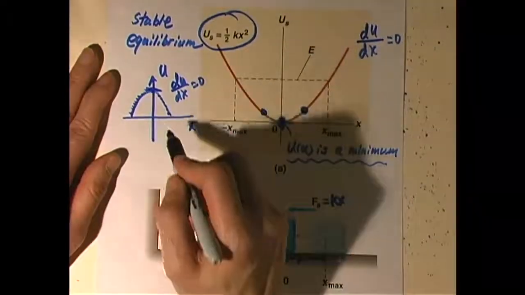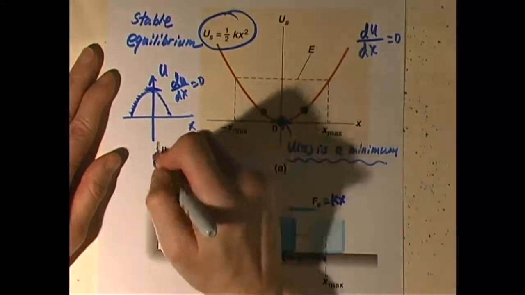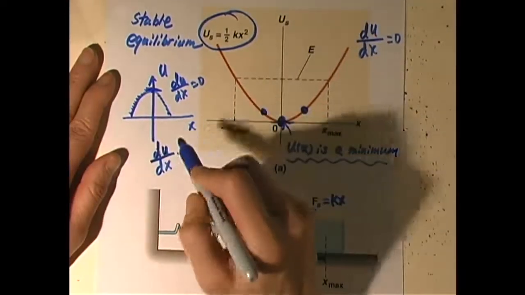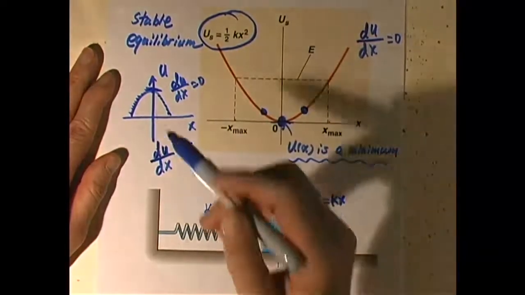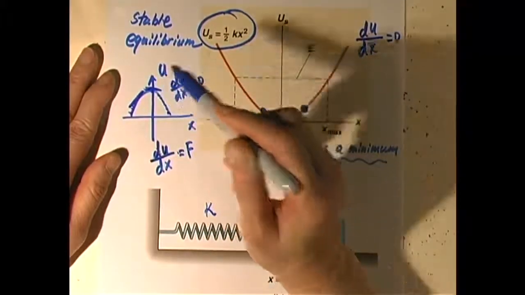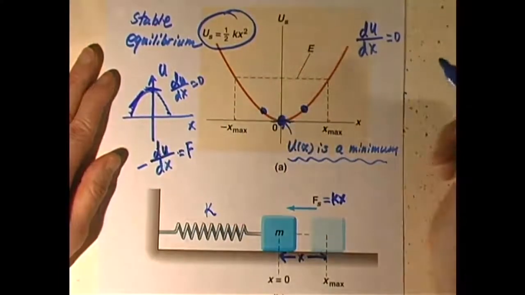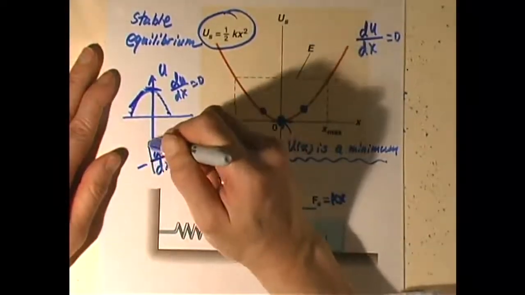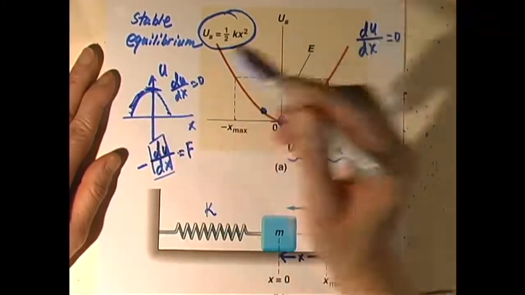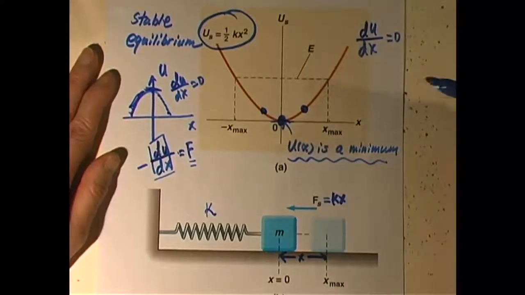Because if we take the derivative dU/dx, the force associated with that is its negative. For this side, the slope is positive. The force is negative dU/dx, so if the slope is positive, after the negative sign the force is negative. That means if you go to the left, your force also points to the left, so it will further push you to the left. Let me explain one more time.